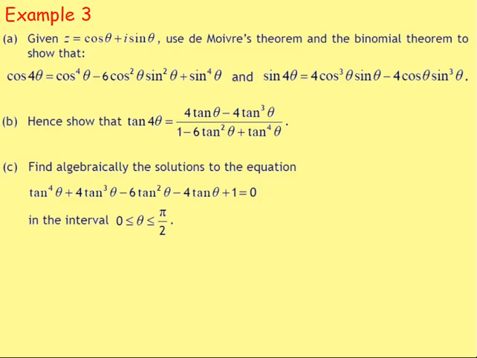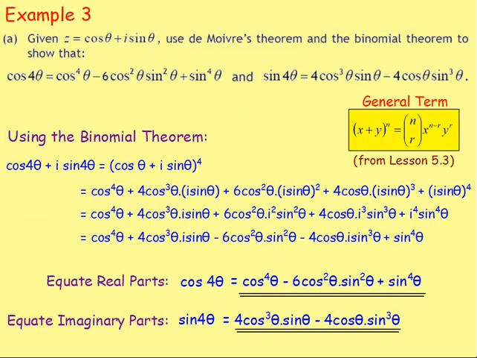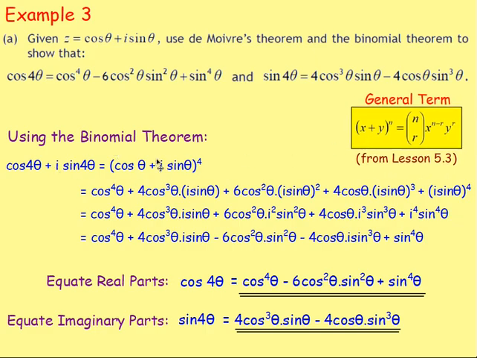After that, we looked at some more examples, again using de Moivre's theorem and binomial theorem. But this one was slightly trickier because it also brought in solving an equation. So the first thing we had to do was just use binomial theorem. We did that okay. We're just expanding that using the general term, and again just taking the real parts and the imaginary parts. The real part here was cos 4 theta, so that's going to be equal to the real parts here, the bit without any i's. We did that.